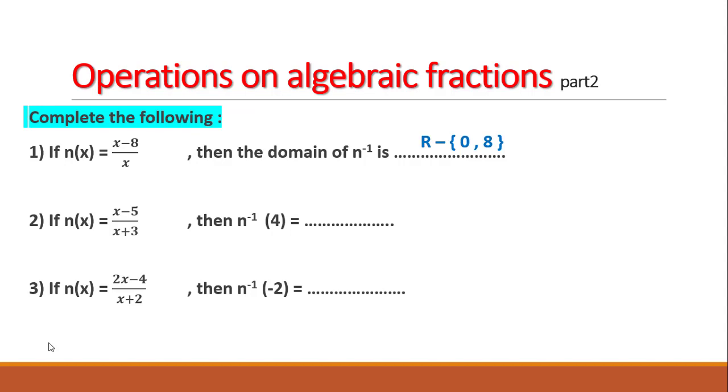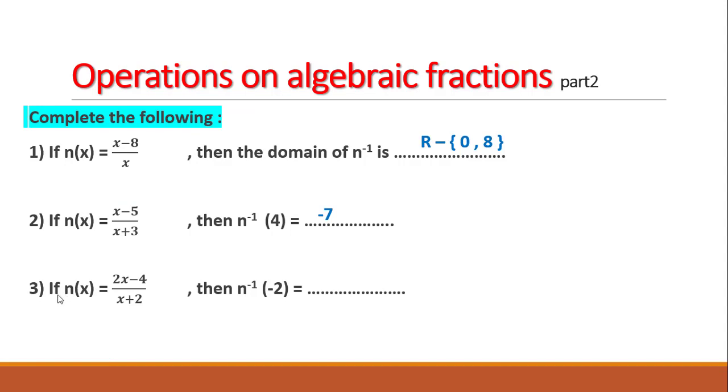We should be sure at first that 4 belongs to the domain. Here the domain will be R minus {-5, -3}. So 4, okay, we can get n power negative 1 of 4. n power negative 1 of x equals x plus 3 over x minus 5. If you put x as 4, 4 plus 3 equals 7, and 4 minus 5 equals negative 1. 7 over negative 1 means negative 7. So this is our n power negative 1 of 4.